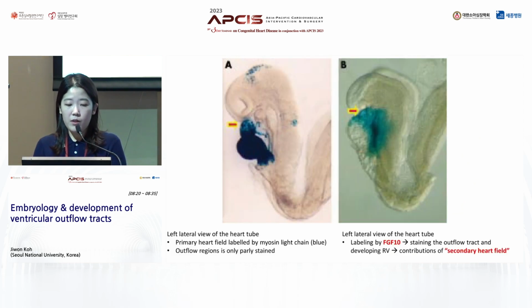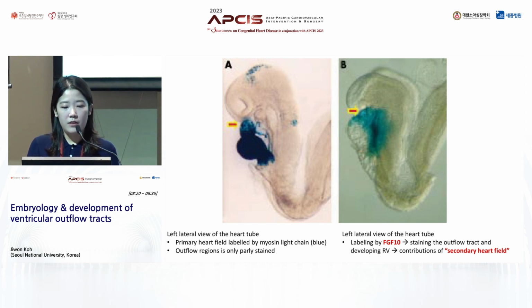We can see here, by labeling the myosin light chain with blue dye in this embryo, and we are seeing the embryo in the lateral view, that this area is supposed to be the outflow region, but it's a little bit paler than the ventricle or atrial structures.